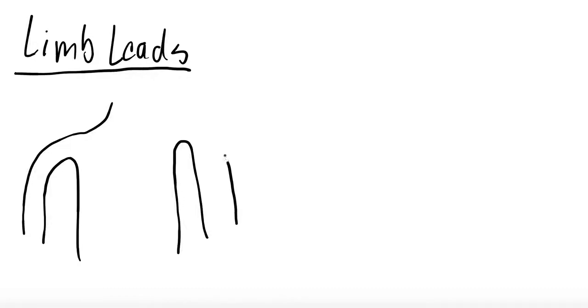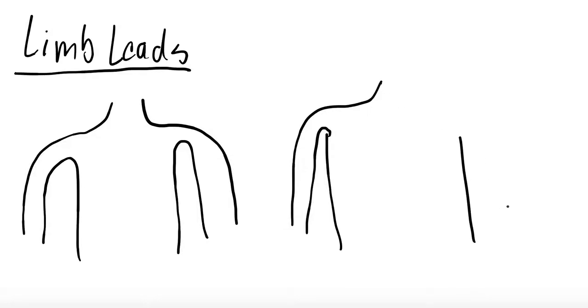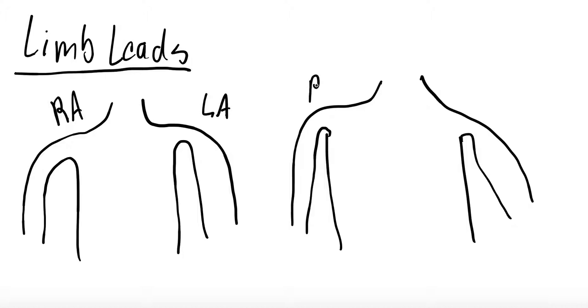To explain this point, I'm going to draw my best representation of two little bodies here. Could have been worse, could have been better. I don't want to waste everybody's time attempting that. So we are going to have right arm, left arm, left leg on each. Starting first on this gentleman, we will do the bipolar leads.